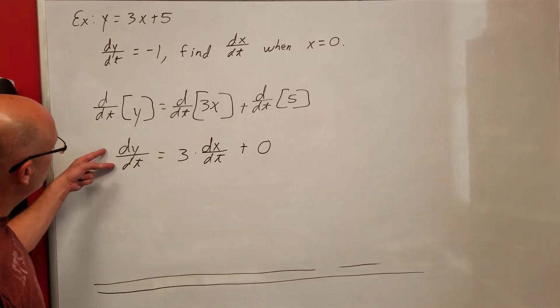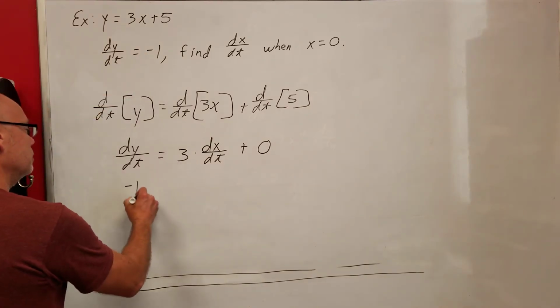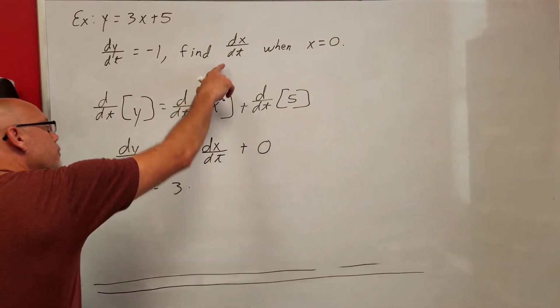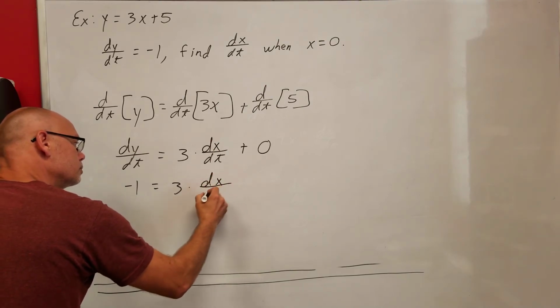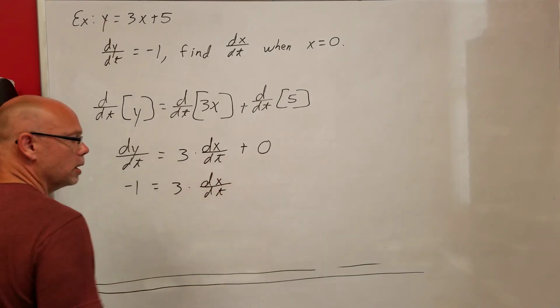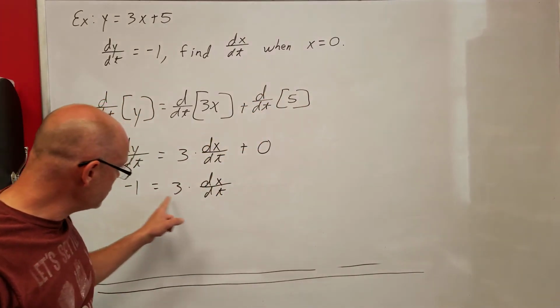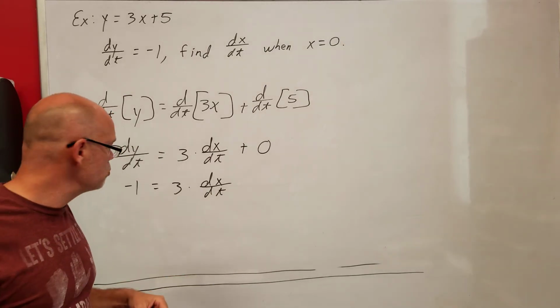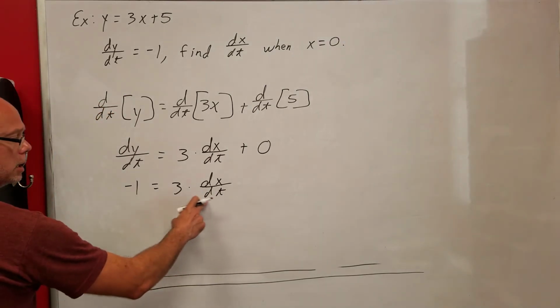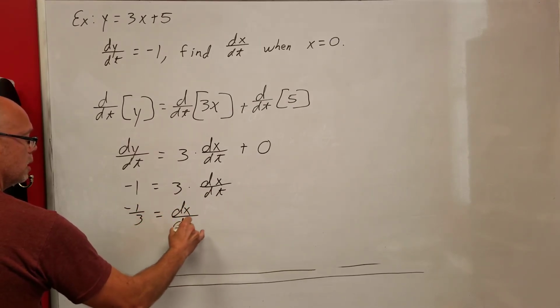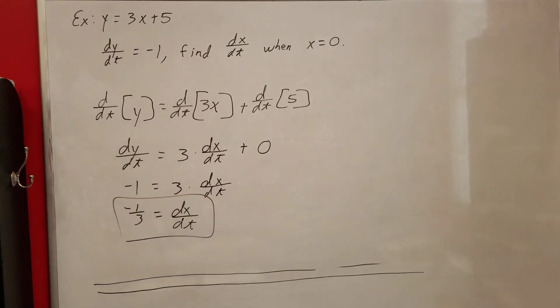Now, they tell us what dy over dt is. It's -1. It's equal to 3 times dx over dt. That's what they want me to find, so that's unknown. Plus 0, I don't need to put anything. Now, they gave us x was 0, so if I had an x right here, I would sub in 0, but I don't. Let's solve for dx over dt. So divide both sides by 3, -1/3 is equal to dx over dt. There we go. I found dx over dt when x was 0. Actually, when x was anything.